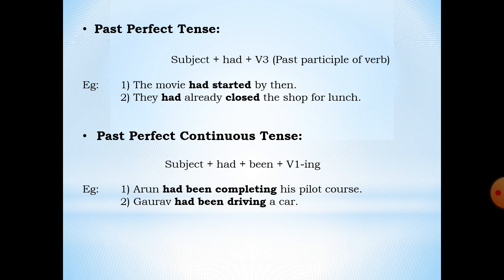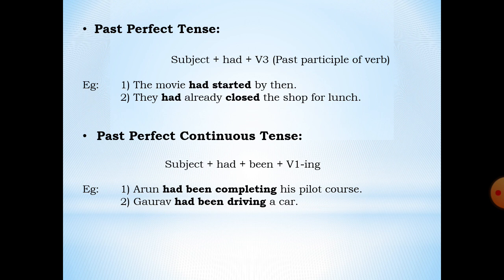Now the next is past perfect continuous tense. See the formula, subject plus had plus been plus verb first form and ing. See the first sentence. Arun had been completing his pilot course. Had indicates that the sentence is in past perfect.